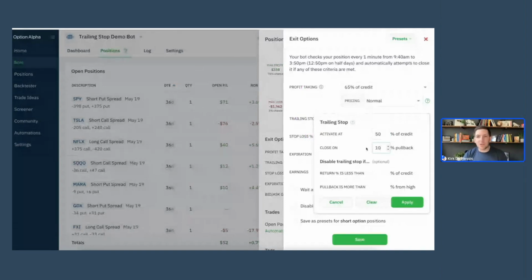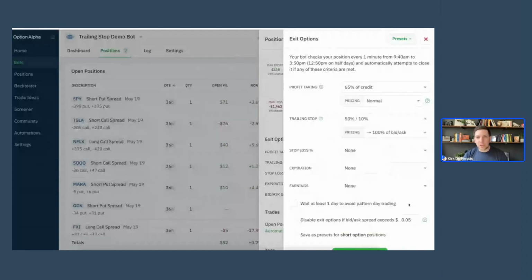Forget the optional ones, which we'll go through later on. The optional ones here, that's it. You just need to do those required ones first, and then you go ahead and apply those. So here's what our position looks like. We have a 65% absolute profit taking level, and then we've got a 50% target or activation of the trailing stop, followed by a 10% trail or pullback. That's exactly what we just went through in that screenshot.